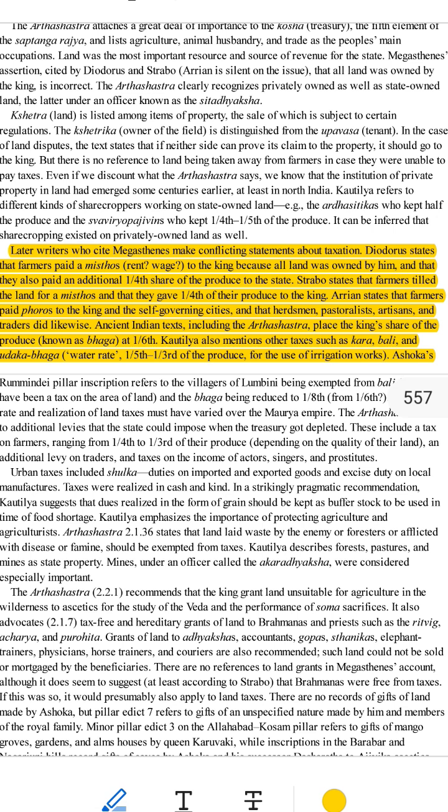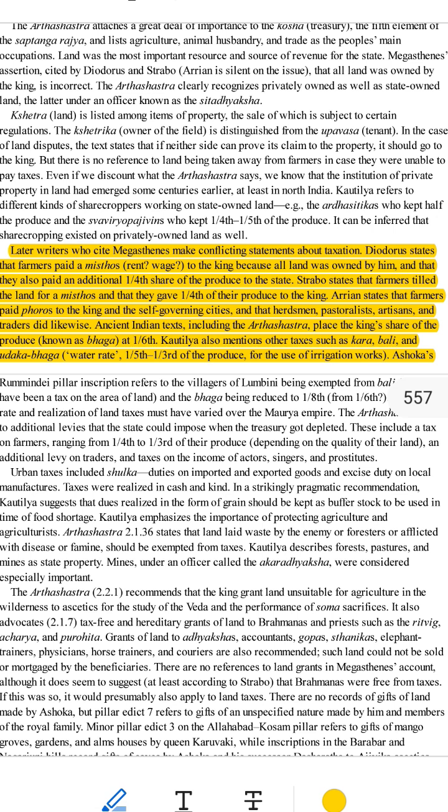Special case, Ashoka's Rummindei inscription. Ashoka, one of the most famous kings of India, had an inscription at Rummindei in modern-day Nepal that said the villagers were exempt from the Bali tax, meaning they didn't have to pay this tax. The king's share, Bhaga, was reduced to 1/8 of their crops instead of the usual 1/6.